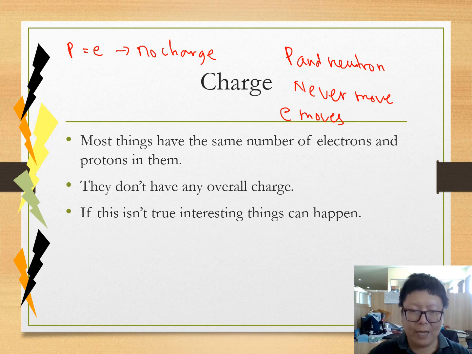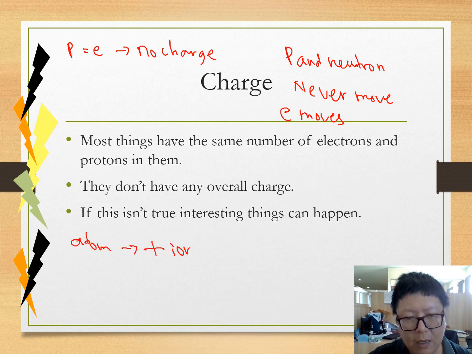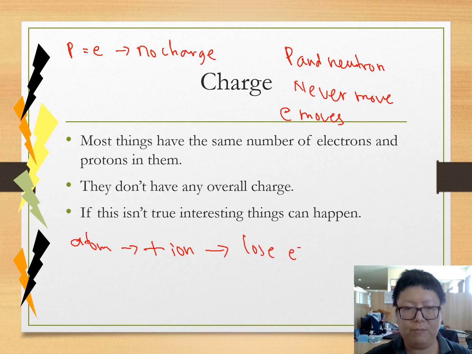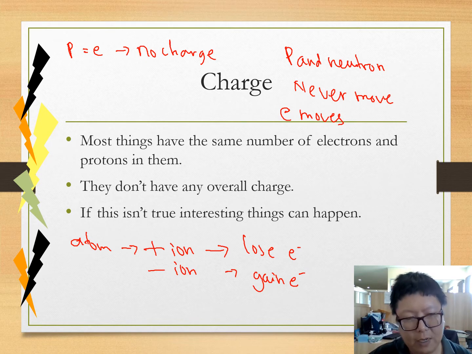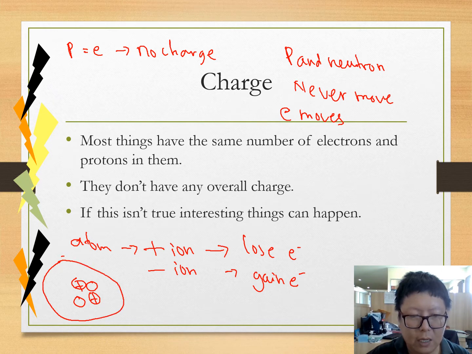So how can an atom become positive? An atom becomes a positive ion when it loses electrons. But an atom becomes a negative ion when it gains electrons. Maybe I can give you a simple example in here. I draw an atom with 2 protons and 2 electrons. So we can say that this is neutral.